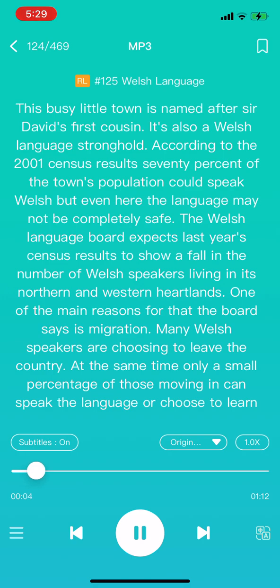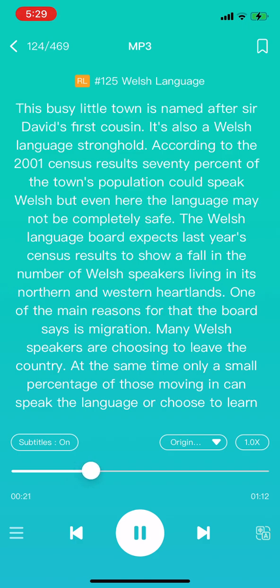This busy little town is named after St David's first cousin. It's also a Welsh language stronghold. According to the 2001 census results, 70% of the town's population could speak Welsh. But even here, the language may not be completely safe.